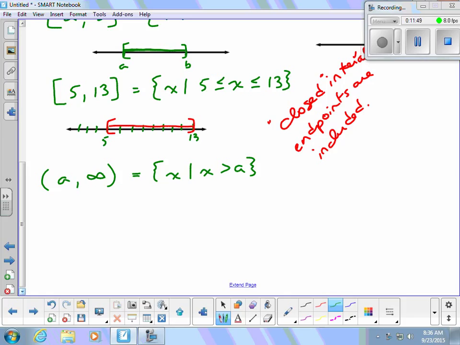And notice that I don't have a low and a high. We would never write a is less than x, which is less than infinity. Okay? We don't write that. We just say it's all the values greater than a. So on the number line, pull that one down here.